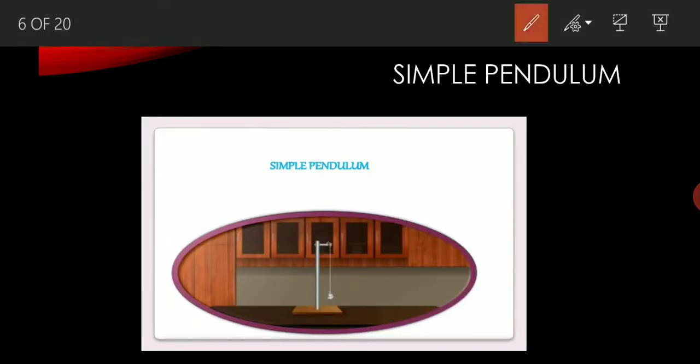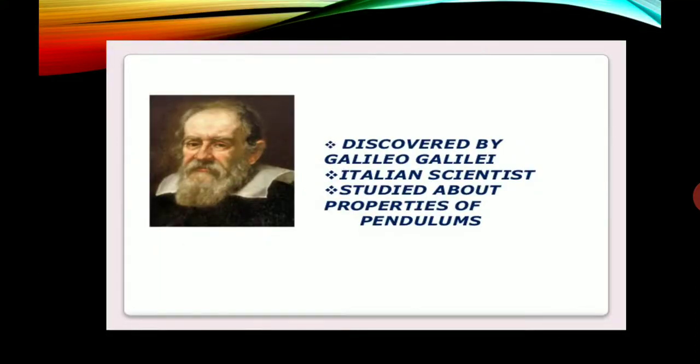Now the next topic, that is the simple pendulum. It is an important topic. So let's come to know what a simple pendulum is. As you can see in the picture, there is a stand, and by this stand a thread and a mass are held. The thread containing the mass is held on the stand. This kind of system is known as a simple pendulum. So let's learn more about the simple pendulum.